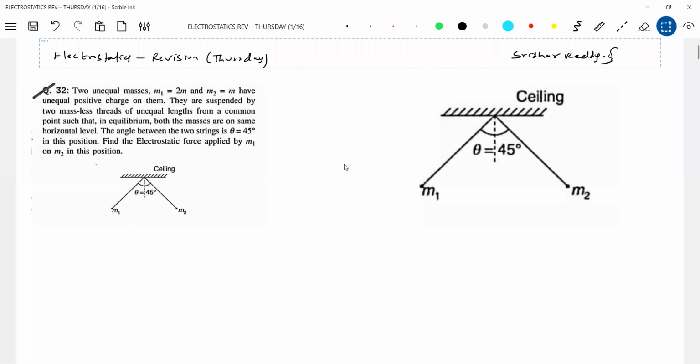Let me take help of this one. So here, what are the forces that will be acting? The electrostatic force F, M1G, then the weight, then the tension. It's telling theta, so I'll break this up. The total angle theta is 45 degrees, where theta is equal to theta 1 plus theta 2. It is like this, so this angle will be theta 1.